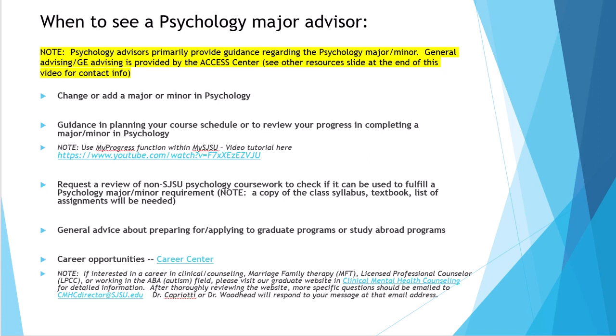Now, here's an important note. If you are interested in a career in clinical or counseling, marriage family therapy, licensed professional counseling, or working in the autism field, the best resource for you is to visit our graduate website in clinical and mental health counseling. I provided the link here for you to use. You can also get to that graduate website by going to the San Jose State Psychology Department website, clicking on the graduate programs, and then you'll see the clinical and mental health counseling program there.